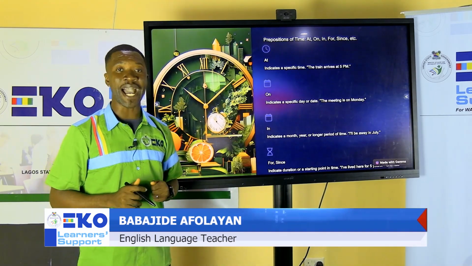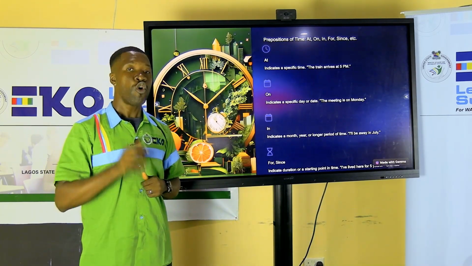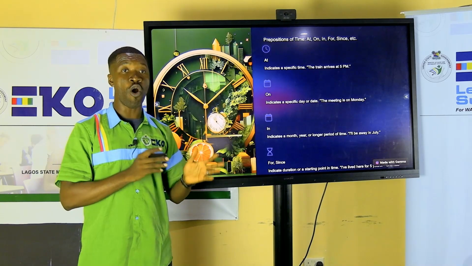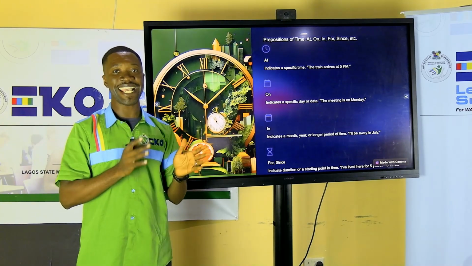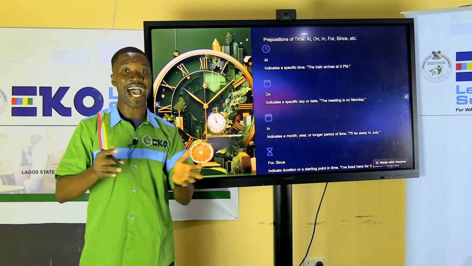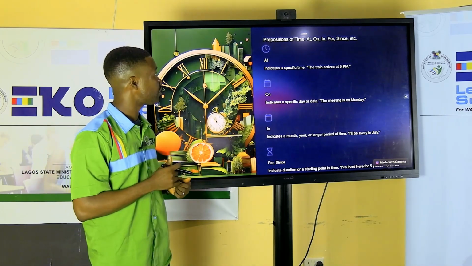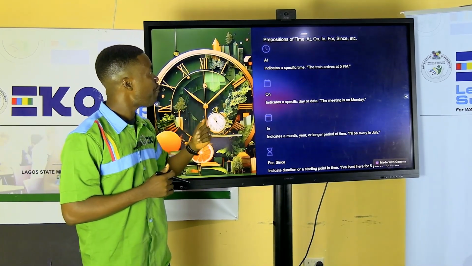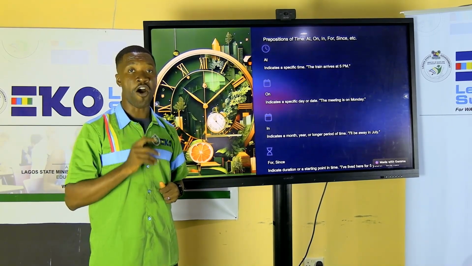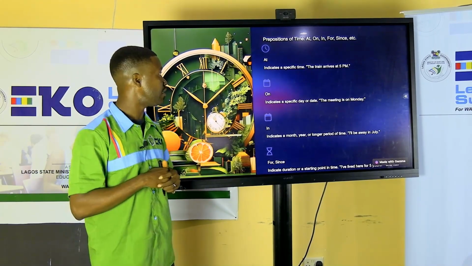We also want to look at prepositions of time. We need to understand these prepositions because it will help you when you write your essays or when you are tackling lexis and structure questions in your WAEC and NECO examinations. Prepositions of time, we have at, on, in, for, since, and many others.